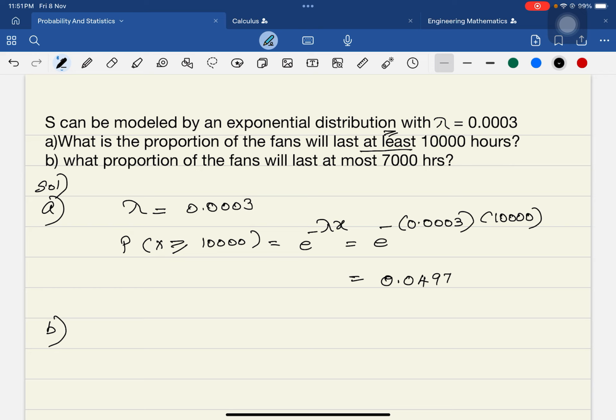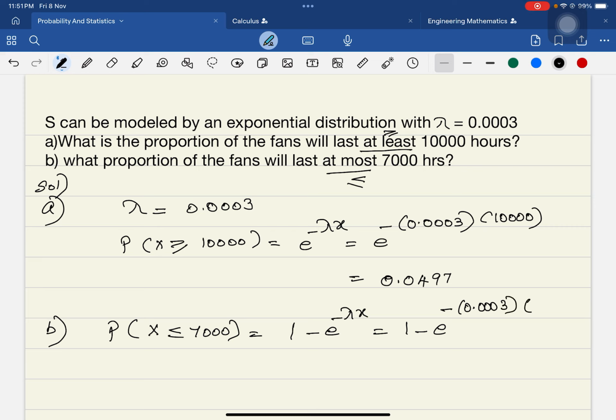Now coming to the next one. What proportion of the fans will last at most 7,000 hours, meaning less than or equal to? So P of x less than or equal to 7,000 gives you 1 minus e raised to minus lambda x, that is 1 minus e raised to minus 0.0003 times 7,000. That gives you 0.8775. This is the answer. I hope you could understand this problem.